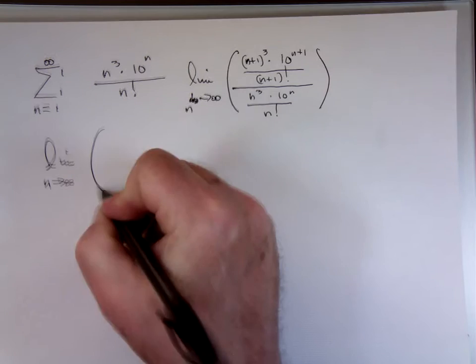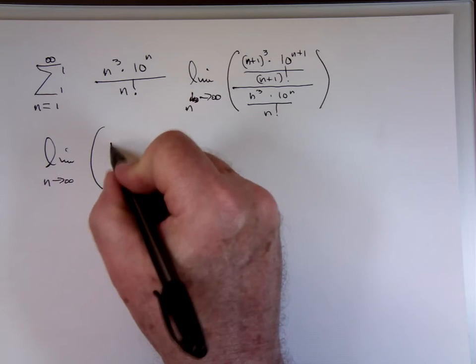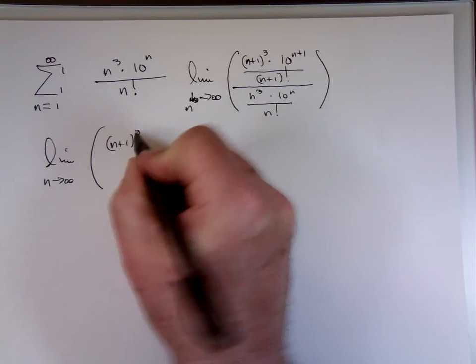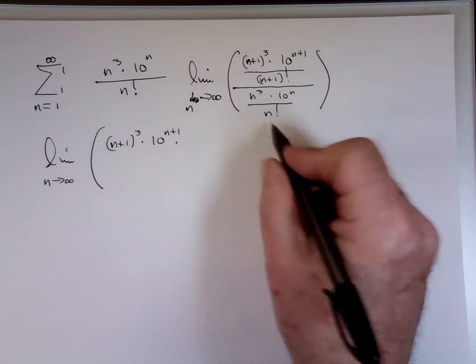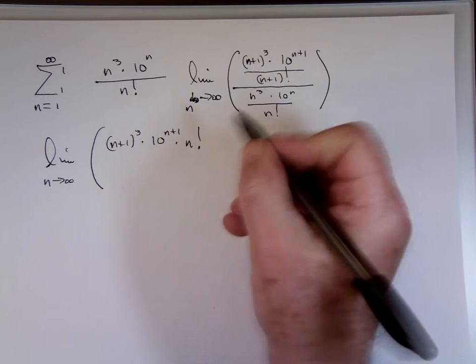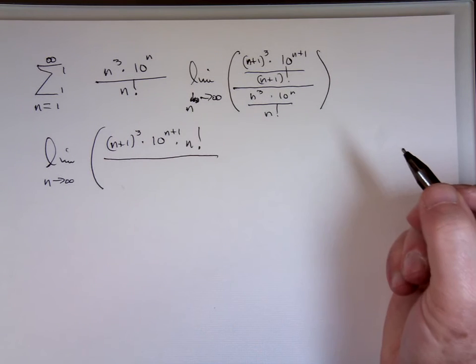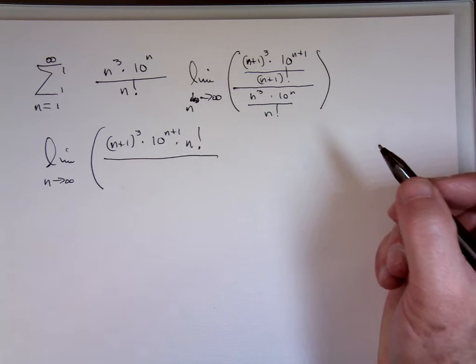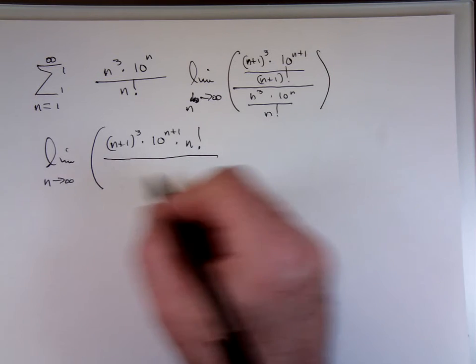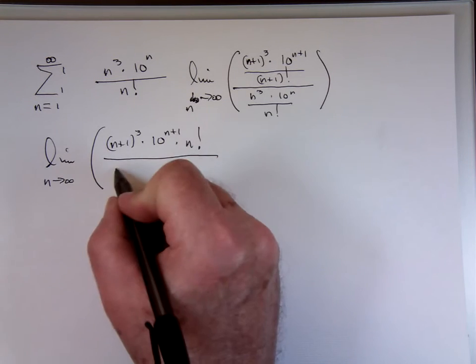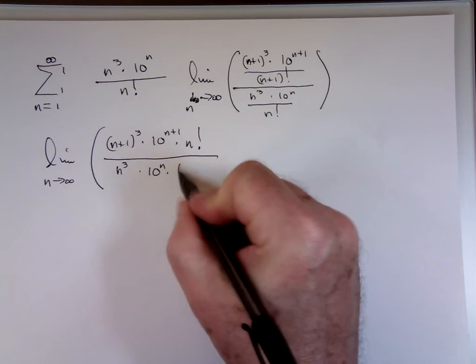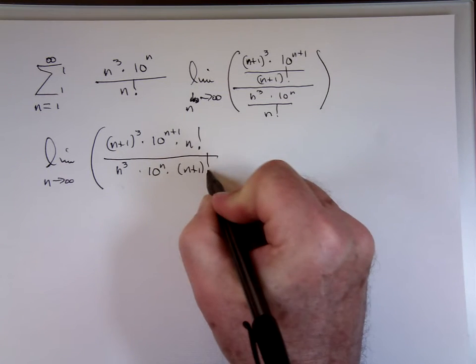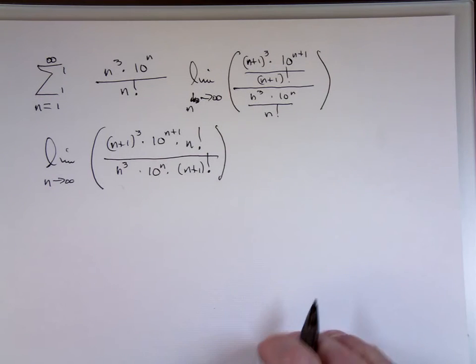We have a numerator, n plus 1 cubed. We have a 10 to the n plus 1 up there. We have an n factorial that comes up there. Down below, we have an n plus 1 factorial. Oh, let's see, let's put it in order. n cubed, a 10 to the n, and an n plus 1 factorial. And let's evaluate each one of them.